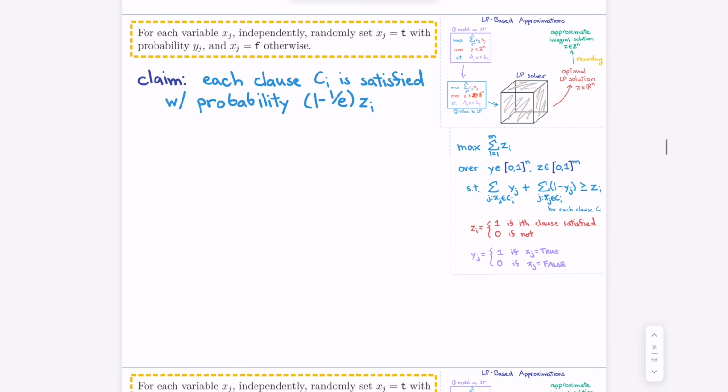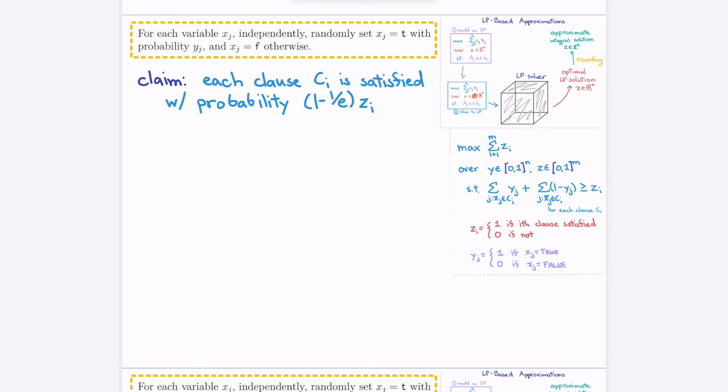okay. All right, so before we showed that each clause is satisfied with probability 1 minus 1 over e zi, right? And that was no matter how many variables, you get 1 minus 1 over e. But let's look at a couple simple examples. What if ci had one variable? And we did this randomized rounding. What is the probability that ci would be satisfied if it had one variable?